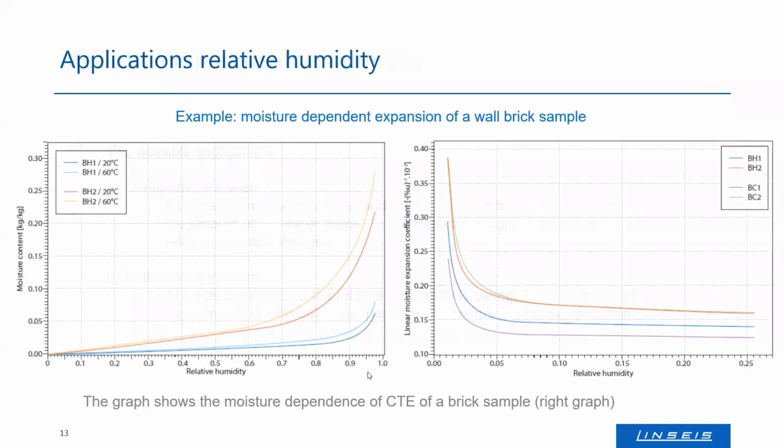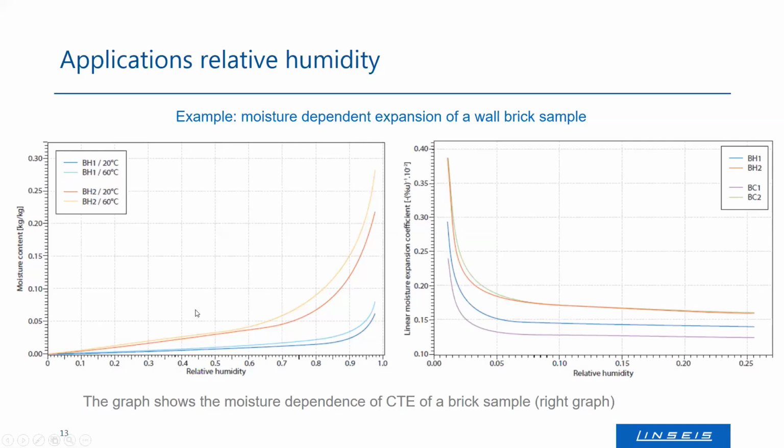I also have some measurements here from customers of ours that did measurements with humidity generators. That was a customer who was analyzing wall brick samples. On the left side, you see the moisture content that was measured by a thermogravimetric analyzer: relative humidity versus moisture content at two different brick variants, at one time 20 degrees and one time 60 degrees. The brick sample was heated to 20 and 60 degrees, kept at that temperature, and humidity was increased from a level of 0 up to a level of 100%.